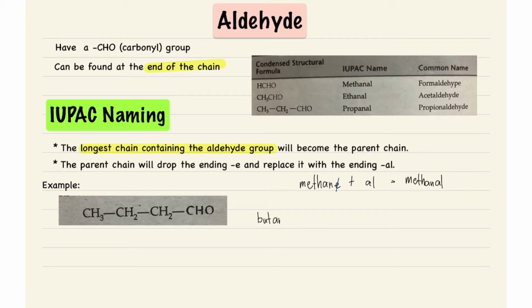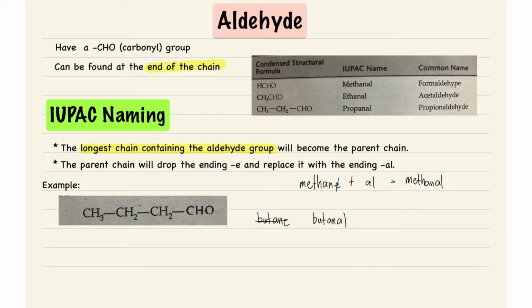So that's butane. And then according to the rule, we remove the letter E at the end and change it to AL. So instead of butane, this will become butanol. So this is its IUPAC name. It's butanol.